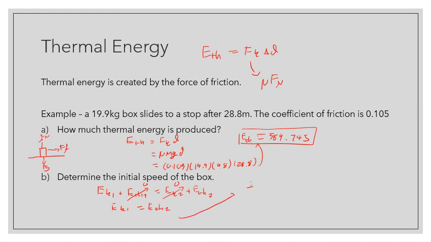So 1/2 mv squared is equal to 589.74. Using some algebra to rearrange this, the square root of 2 times 589.74 over the mass, which is 19.9, is equal to the velocity. That means the velocity is equal to 7.7 meters per second. So the initial speed of the box is 7.7 meters per second.